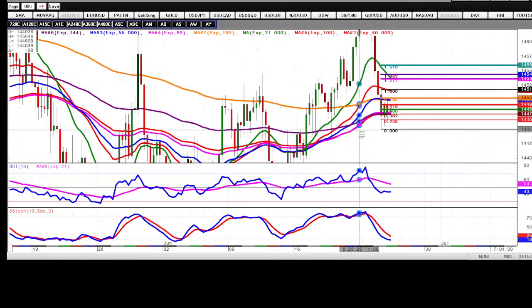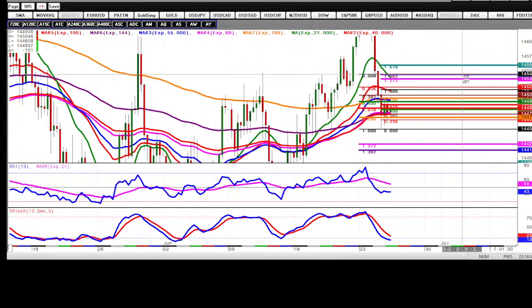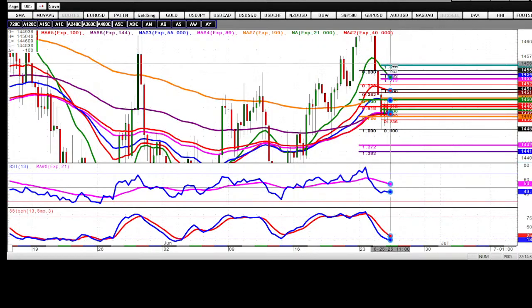So target wise, about 144.20. Then we should be putting our stop loss above 145.55 and 145.60. Okay, so one immediate target we can put at 145, another one at 145.60. So we have got what we needed for the trade.